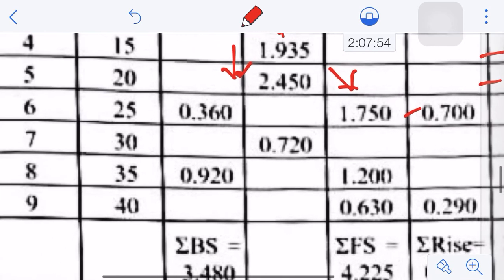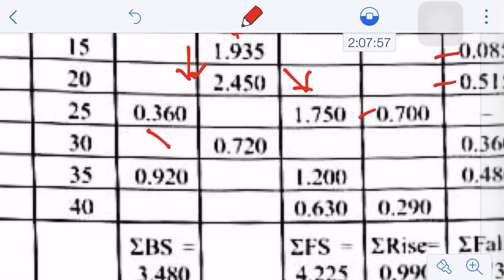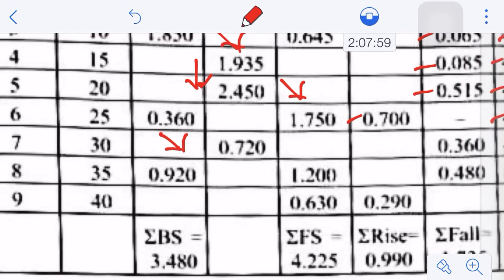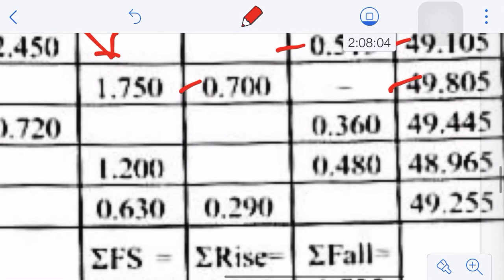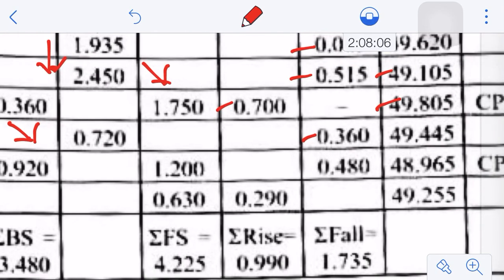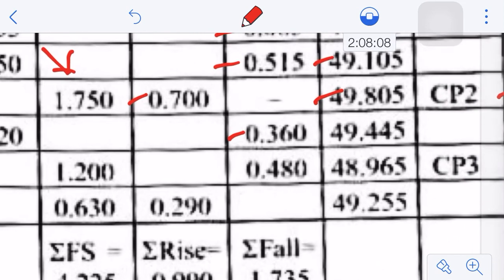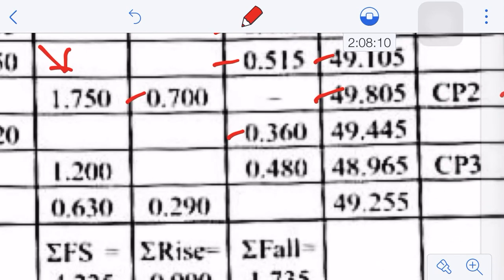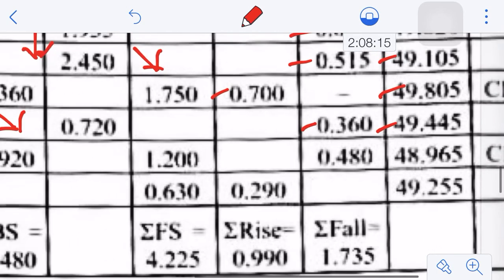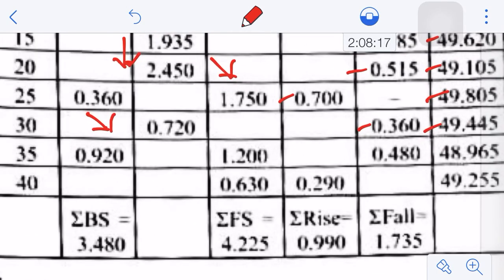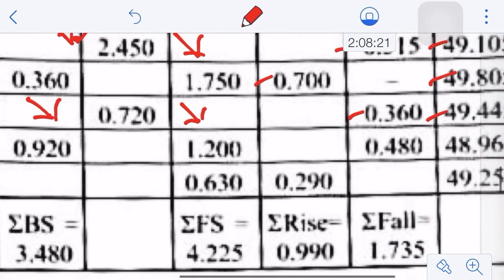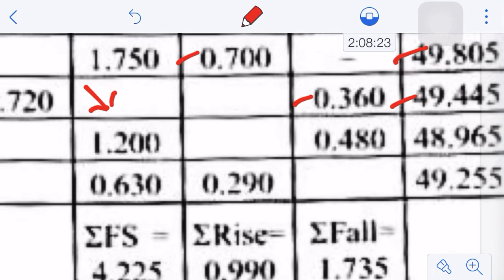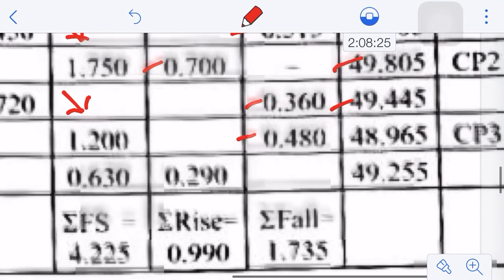Right, so for station number 7, you are moving from 0.360 to 0.720. Your reading is further increasing, so it is indicating fall. It is written in the fall column, and fall is subtracted from the previous RL, so 49.805 minus 0.360 is going to give you 49.445. Right, again you are moving from 0.720 to 1.200, so your reading is further increasing. It is indicating fall again. It is written in fall, 0.480.